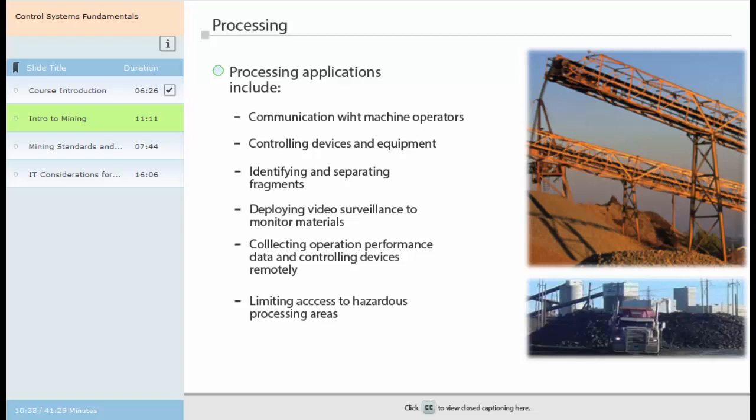In modernizing the processing phase, the following applications may be used: communication with machine operators throughout the site, controlling devices that run crushers, conveyor belts, and filtration equipment, identifying and separating mineral fragments from rock and earth fragments, deploying video surveillance to monitor materials at critical processing points, collecting operation performance data and controlling devices remotely from a central location, and limiting access to hazardous processing areas to authorized personnel only.